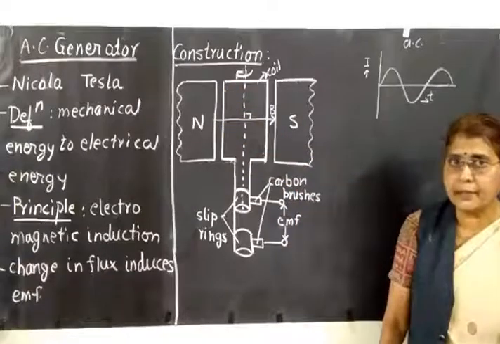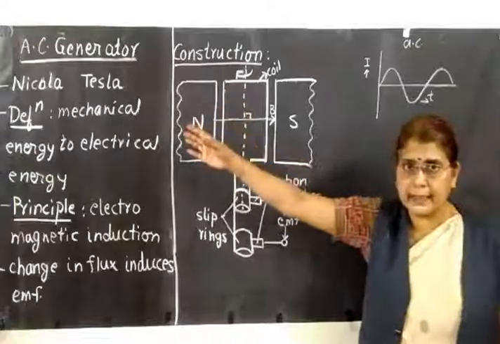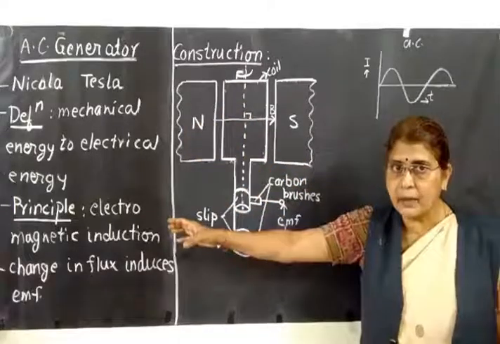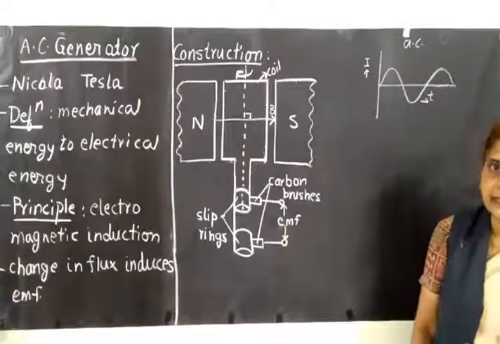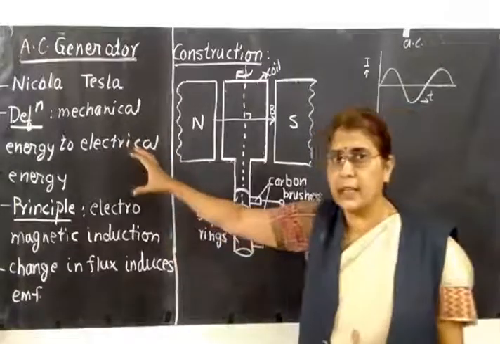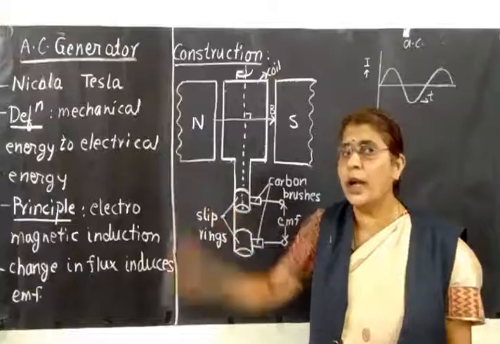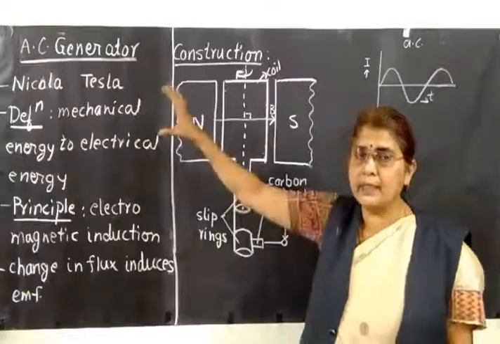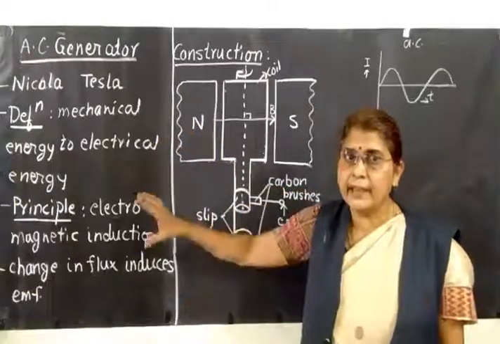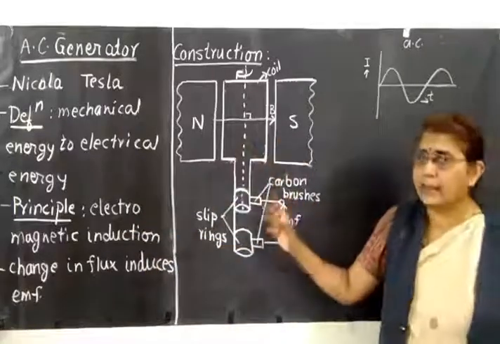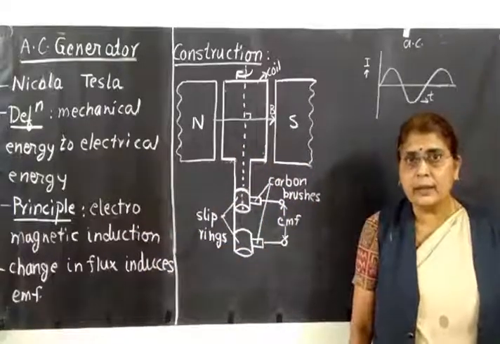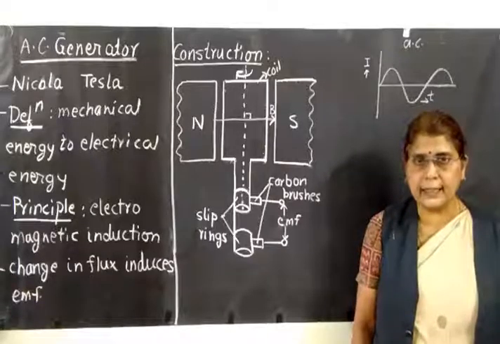So what points have we done now? We have defined what is AC generator, what is the principle of it, and what is the construction. What is the definition of AC generator? It is a device that converts mechanical energy to electrical energy. And what is the principle of AC generator? It is based on electromagnetic induction. And this simple figure will explain you the construction of AC generator.